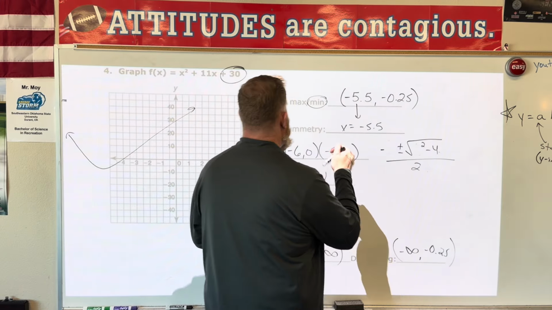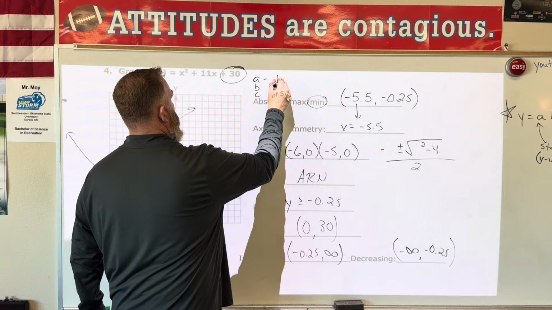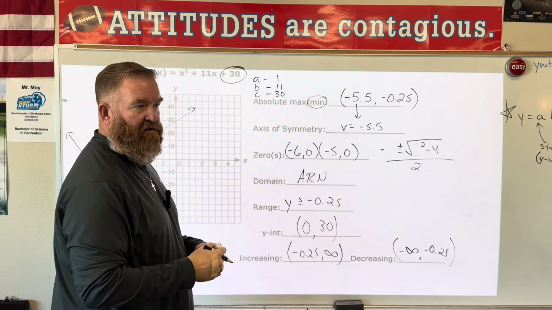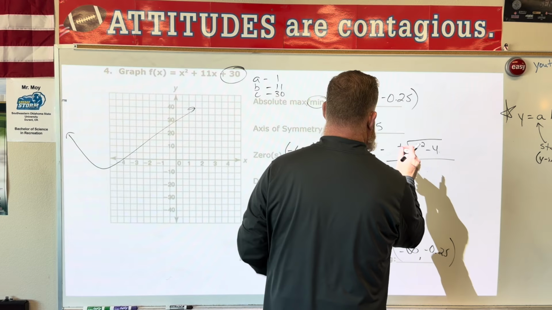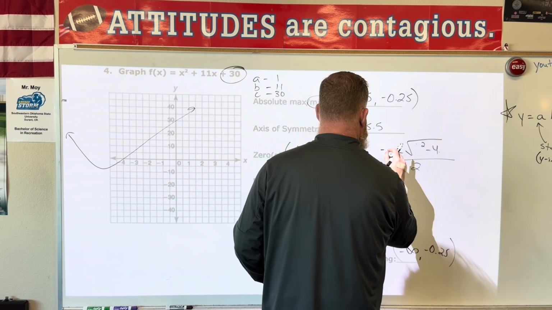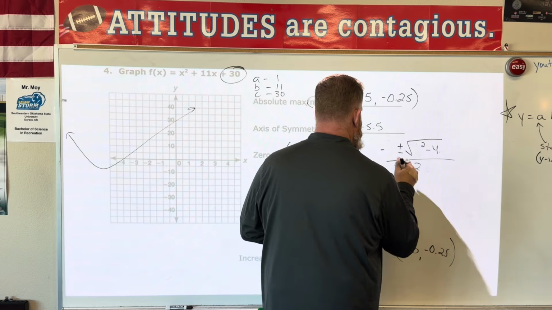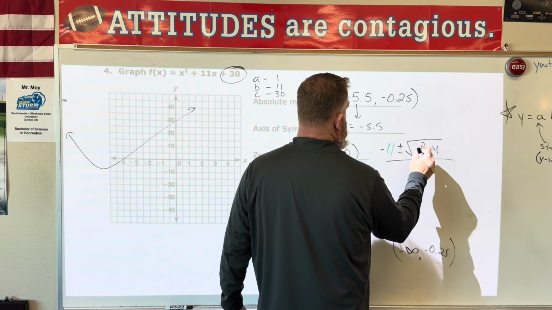Negative B, okay? So what was my A? What was my B? What was my C? What's my A? What's B? 11. What is C? Watch what I do here. This is negative B. What's my B number? 11. Okay. 11. What's negative B plus minus the square root of B squared?